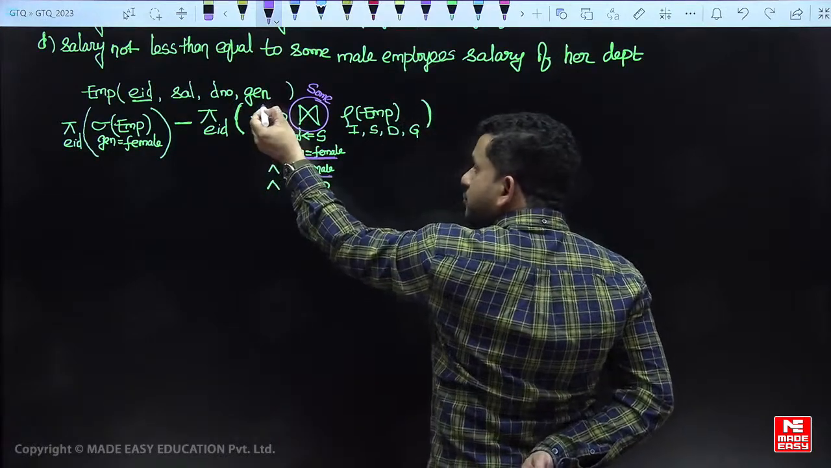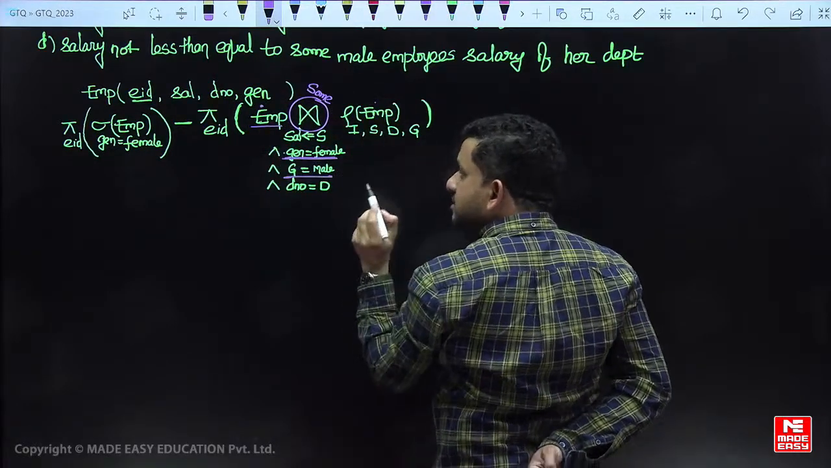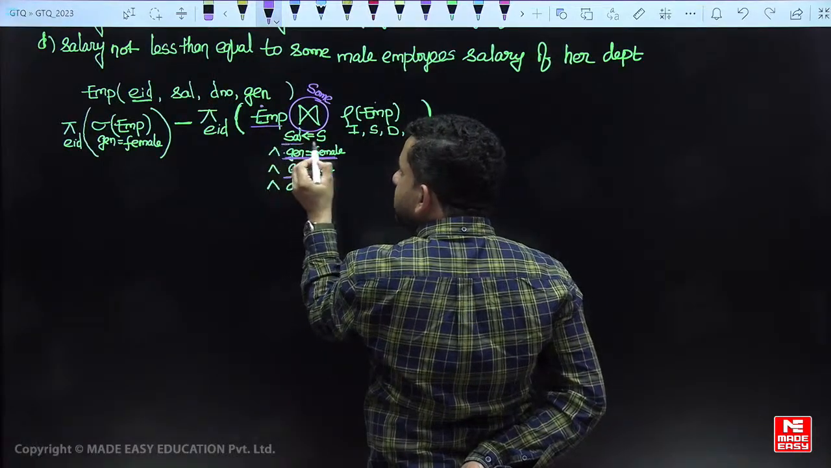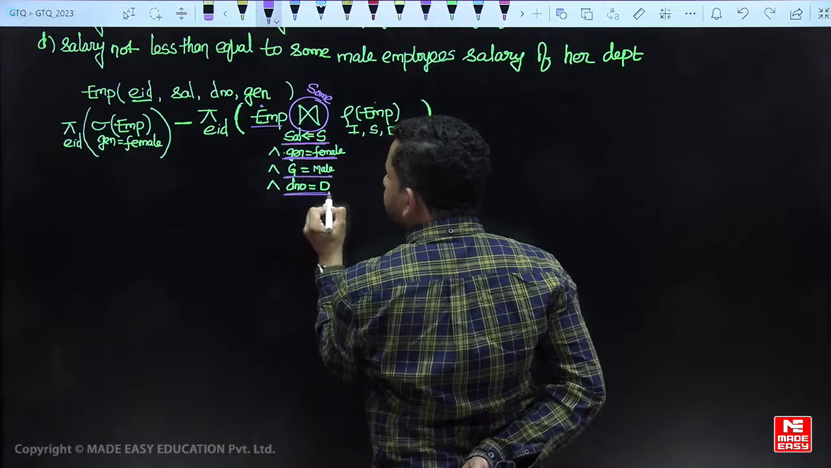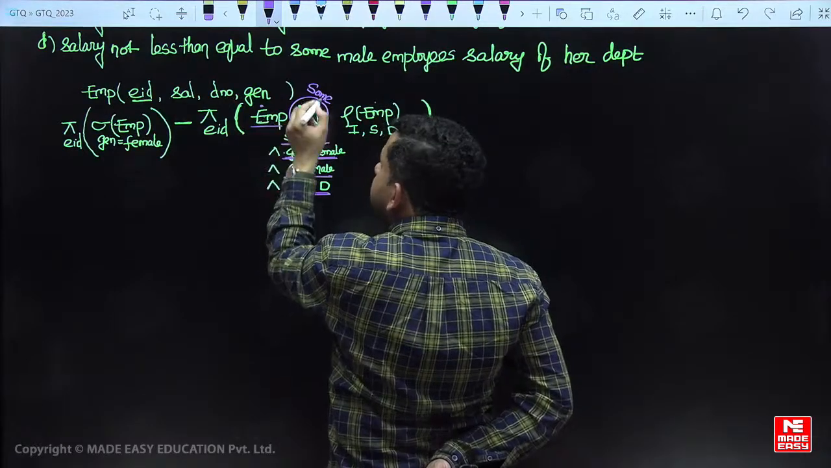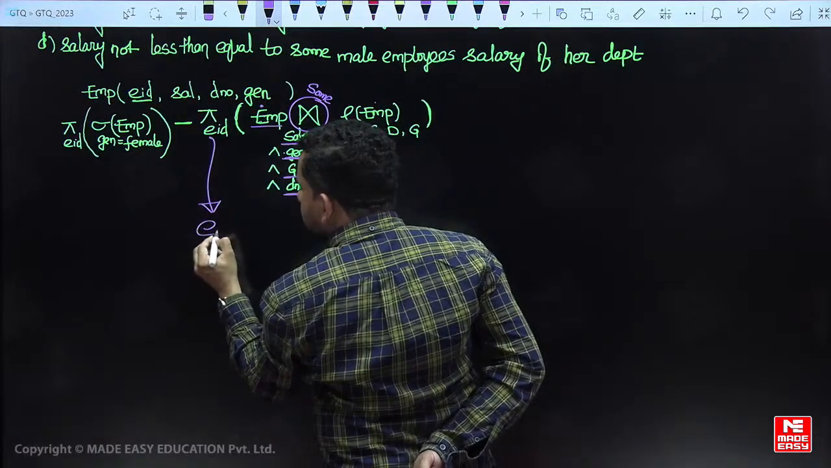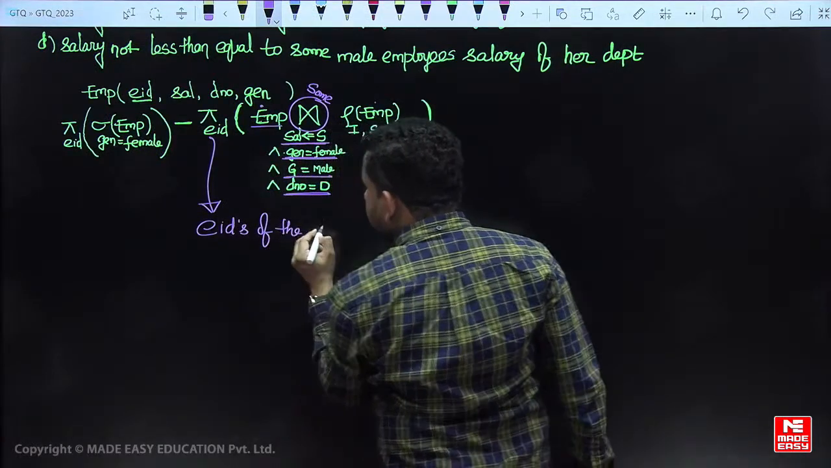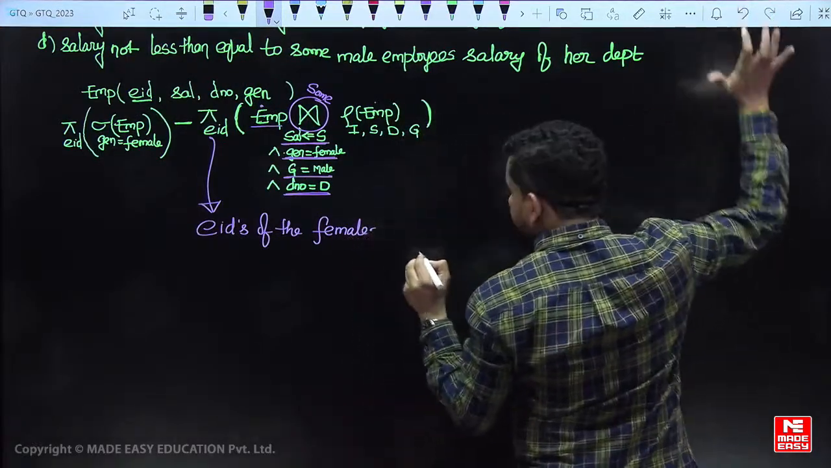It means female employees are compared with the male employees, and there are two other conditions. One is that the salary of the first instance should be less than or equal to some record in the second instance, and the department number is the same. We are retrieving the EID of the first table, meaning females. So this subquery retrieves employee IDs of the female employees.